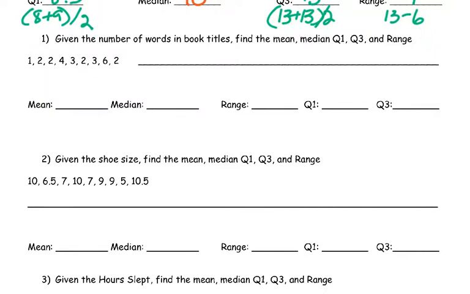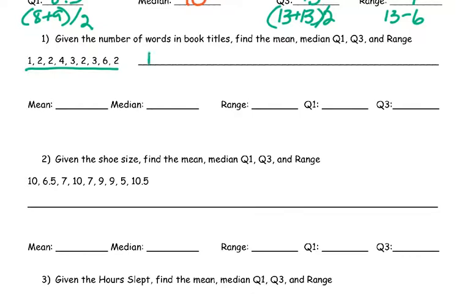Given the number of words and book titles, find the mean, the median, quartile 1, quartile 3, and the range. So you're going to look at these, count them up, and put them in order. So we've got 1, 2, 3, 4, 5, 6, 7, 8, 9. So that means when I do the mean, I'm going to divide by 9. Now let's put them in order.